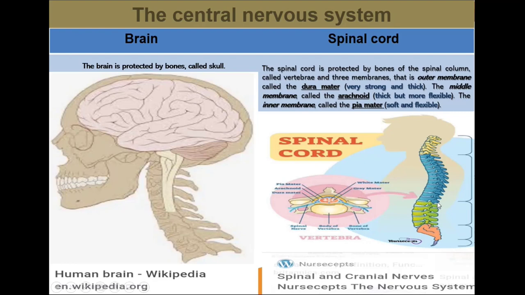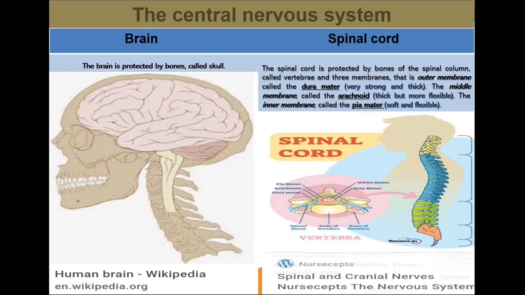Here they made an example. Imagine that you remove this blue spinal cord, then there remain this yellow-green spinal cord. This is the upper part. The upper part is a dura mater, which is very strong and thick to protect the movement.